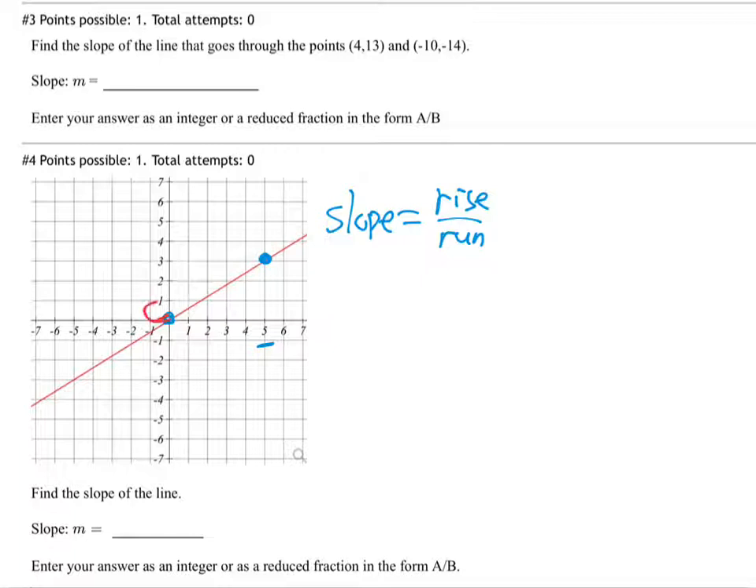So, right, we're counting 1, 2, 3. It's up 3, not 4. We're not counting lines. We're counting jumps, huh? So, up 3 jumps and over 1, 2, 3, 4, 5 jumps. So, up 3 jumps, over 5 jumps. Rise 3, run 5. There we go.